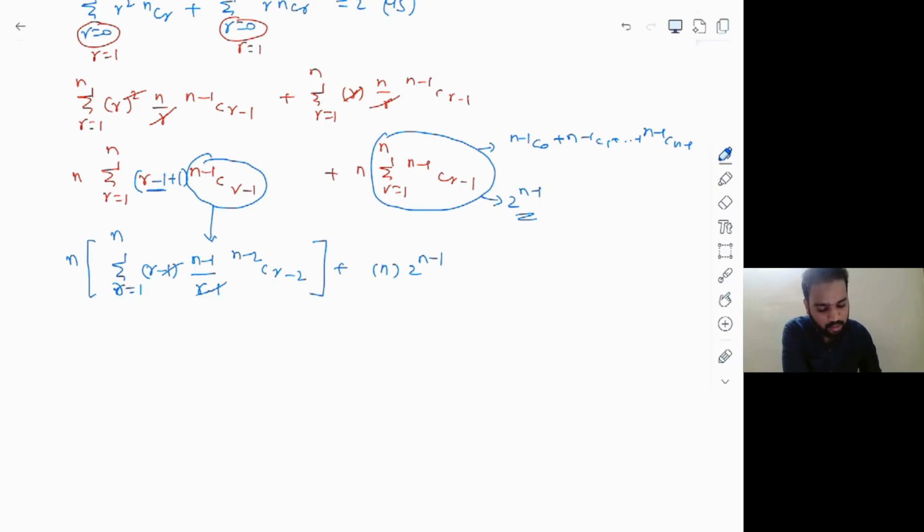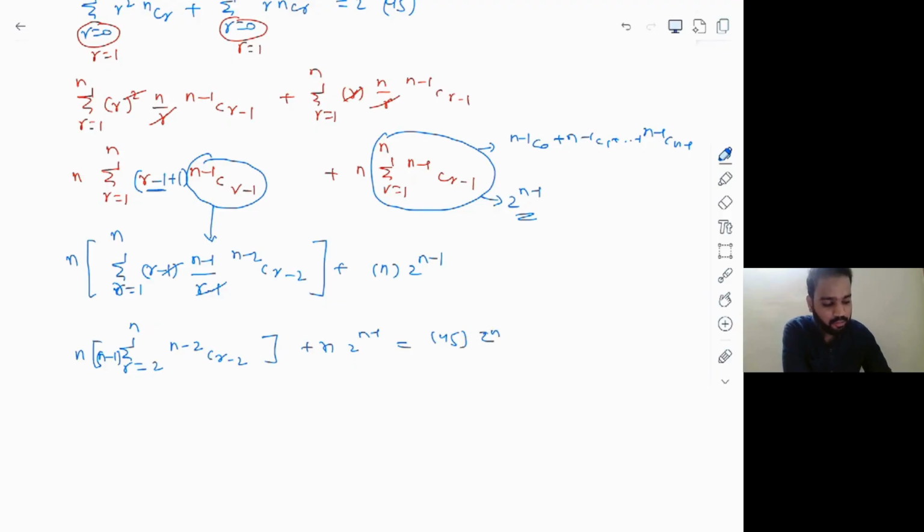Okay, now you understood what's the reason behind that, right? This is n into sigma, this is r = 2 to n. And clearly n minus 1 is a constant. I'm going to write it outside like this, n minus 1 multiplied by, now again the remaining part, n minus 2 C r minus 2, plus n into 2 to the power of n minus 1, that is given as 45 into 2 to the power of n.